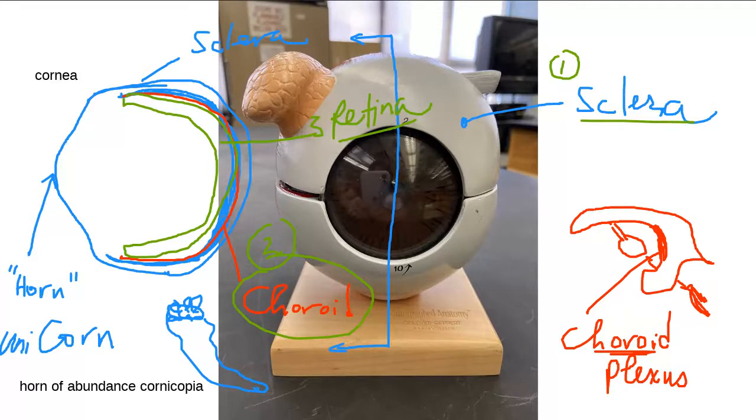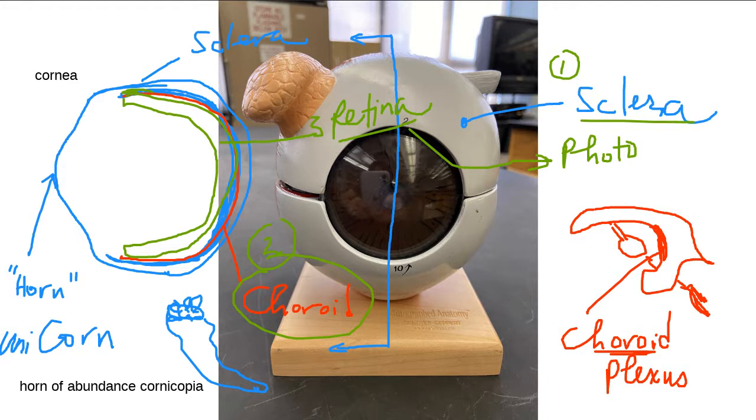Now, the choroid layer is the second layer, has a lot of blood vessels. The retina is the layer that has a lot of photoreceptor cells. Okay, and the photoreceptor cells are of two types. They're either cones or rods. Okay, what's the difference?